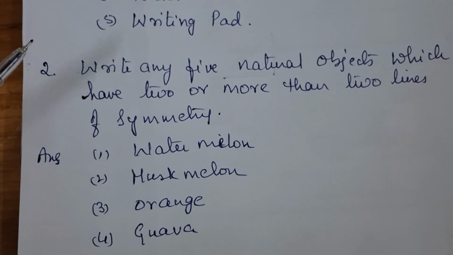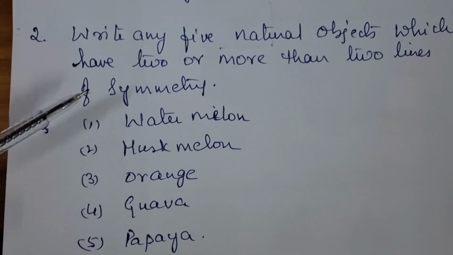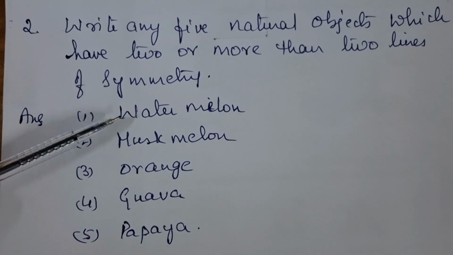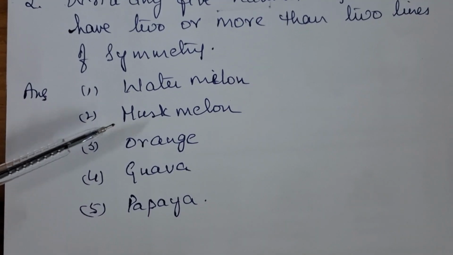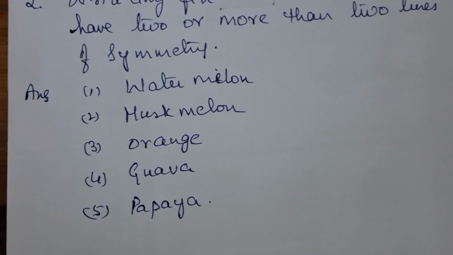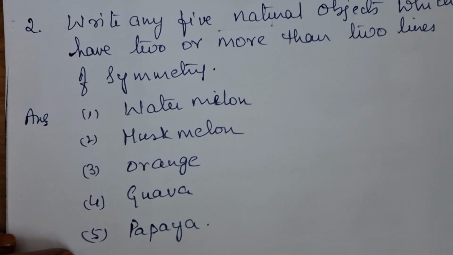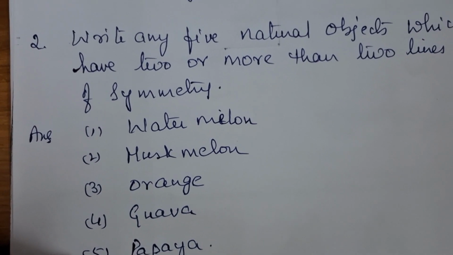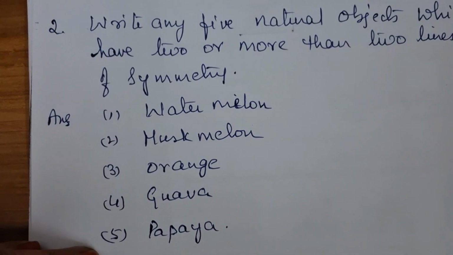Next, second one: write any 2 natural objects which have 2 or more than 2 lines of symmetry. Natural objects means which are not man-made, you know that. So what are they? Watermelon, muskmelon, orange, guava, papaya. So these are the natural things which are having more than 2.